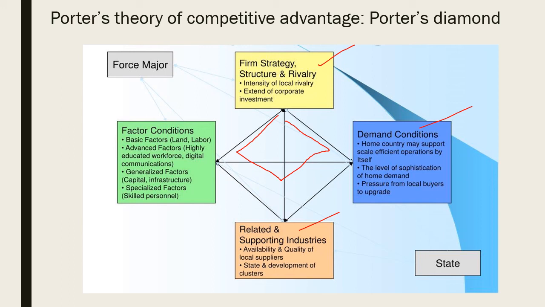Next, there are factor conditions, like factor endowments, which I just mentioned: basic factors like land, labor; advanced factors like education, digital communication; generalized factors like capital, infrastructure; specialized factors like skilled personnel. So just go through them. So this is Porter's theory of competitive advantage, and they are all dependent on each other. If demand condition is low, then automatically that will affect these three also. So they are related to each other. That's why it's a diamond, where they are all connected to each other. These are the major forces, and also there is government intervention. That's why it says state.